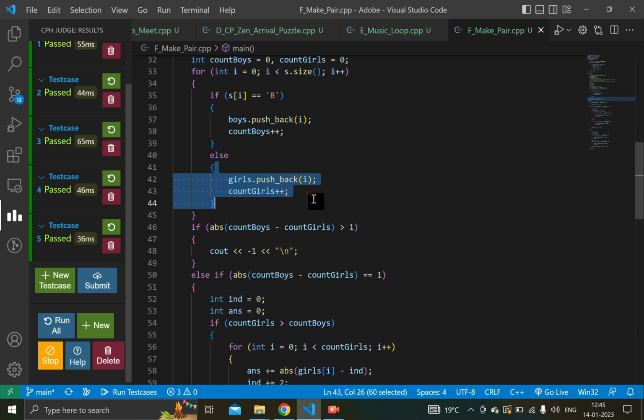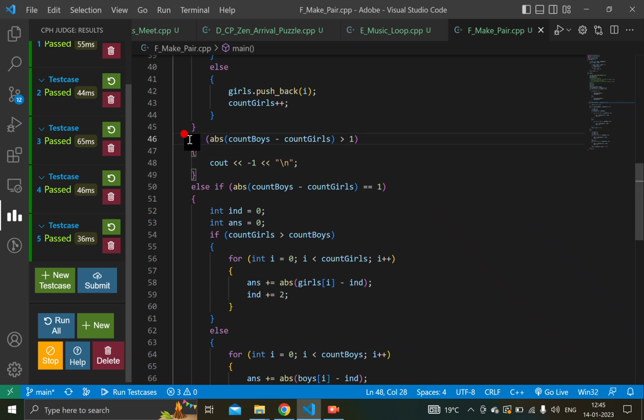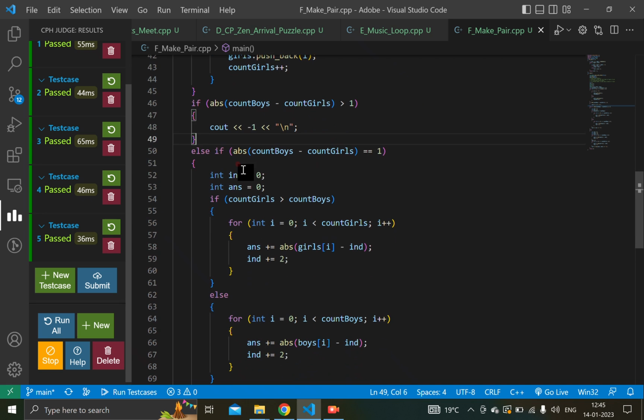And similarly in the case of girls, if it is not a boy, then it will definitely be a girl, and it will store the indices of girls and count the number of girls, right? Now, as I mentioned, in case 1, when the difference between the number of boys and the number of girls is greater than 1, then no arrangement will exist. And if no arrangement exists, then the solution will be -1, right?